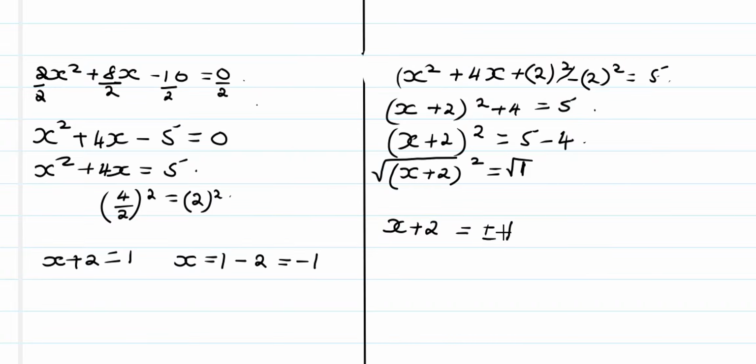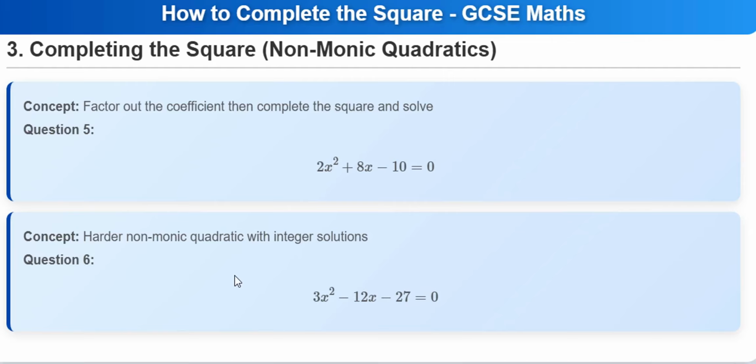And then the second one is where 1 is negative. And so I say x plus 2 is equal to negative 1. And then I take this 2 to the other side. So it becomes x is equal to negative 1, then minus this 2, which now becomes negative 3. And that becomes the second solution for x in that question.